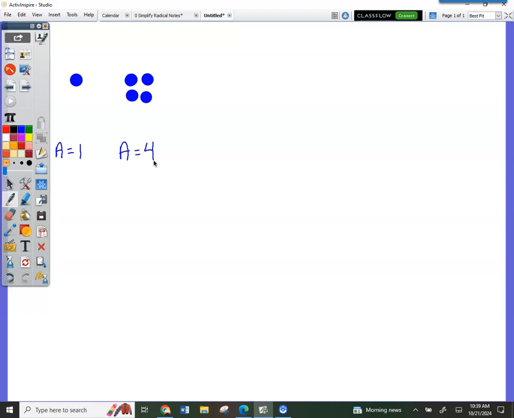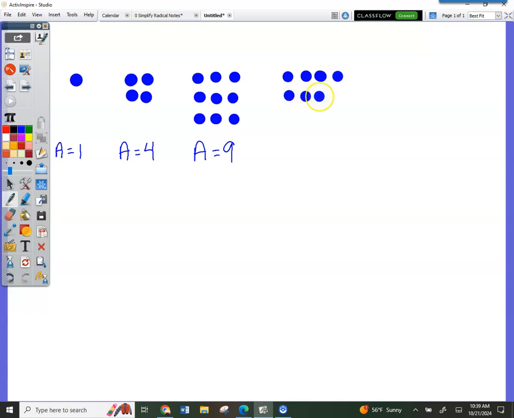Then we have a 3 by 3, and it would have an area of 9. Let's go up to the next one. 4 by 4. 16. And it has an area of 16.